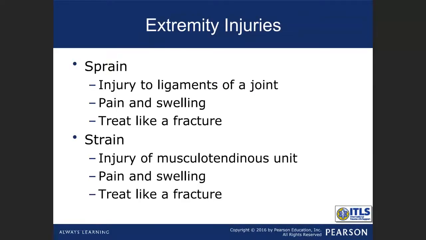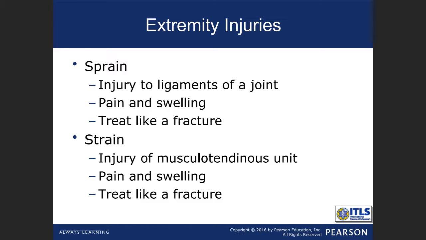Now let's look at sprains and strains. A sprain, this is injury to ligaments of the joint, and ligaments connect bone to bone. So it's an overstretching or partial tearing of a ligament. It will result in pain and swelling, treat like a fracture. Sprain is also sometimes referred to as a subluxation or a partial dislocation.